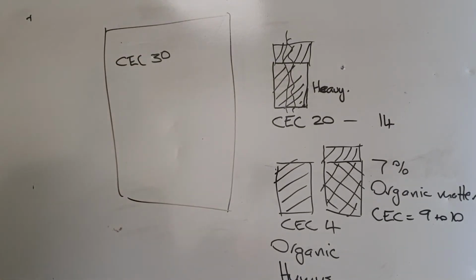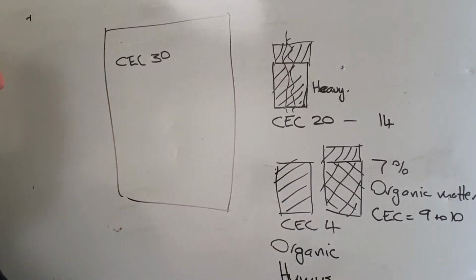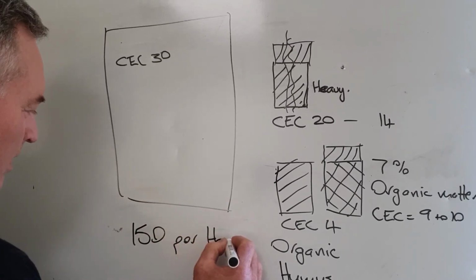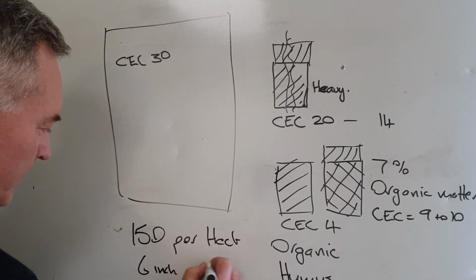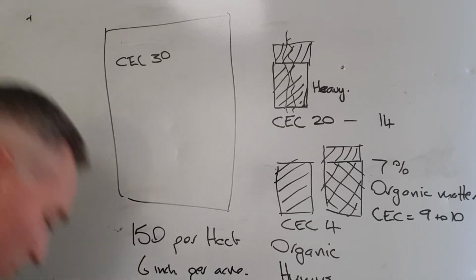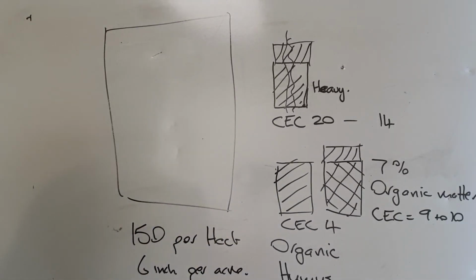So this is the CEC. We're measuring inside a cup how much negatively charged soil there is. Then it's extrapolated out to 150 mils per hectare, or 6 inches per acre, and we've just worked out how much it is. Now to go one step further, no, we'll stop there.